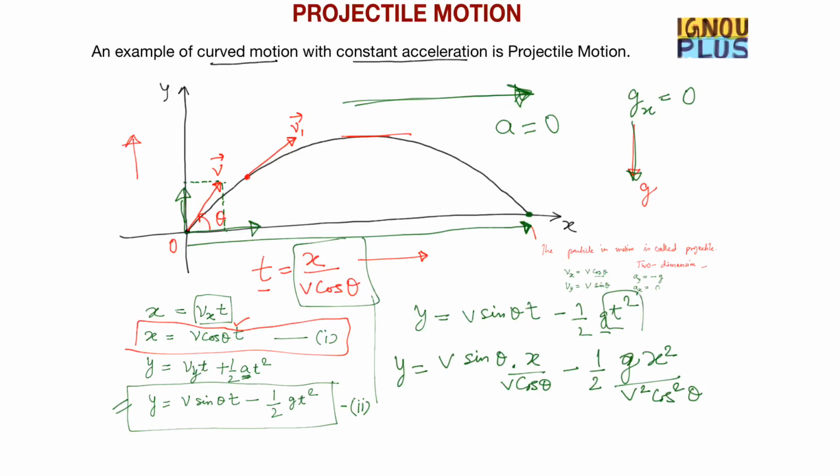So what do we get? We get y is equal to, see, v and v will cancel, so we have sin theta by cos theta, that is tan theta. So y is equal to tan theta into x minus g by 2 v square cos square theta into x square.